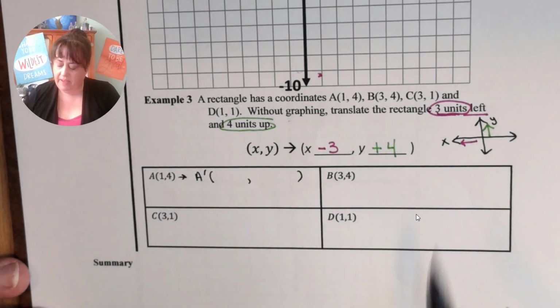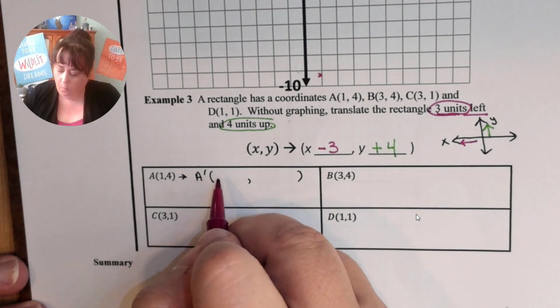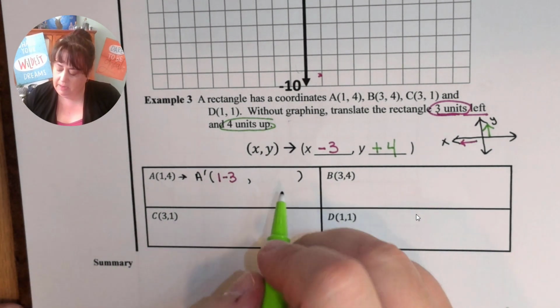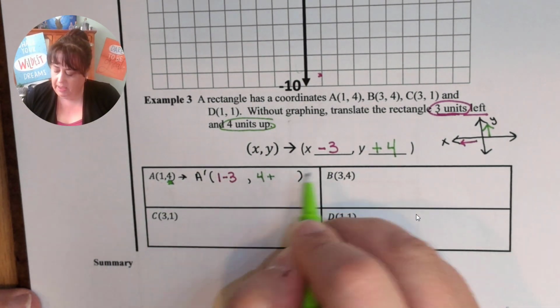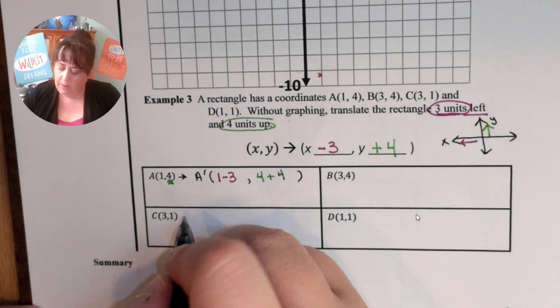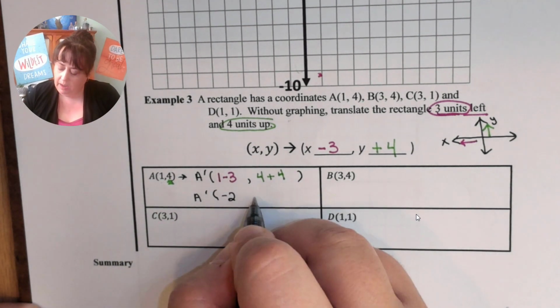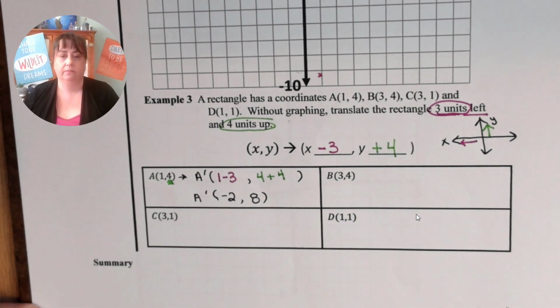A prime. Instead of x, it's going to be 1 minus 3. And y is going to be 4 from here, plus, and then this 4. So A prime is 1 minus 3 is negative 2, and 4 plus 4 is 8.